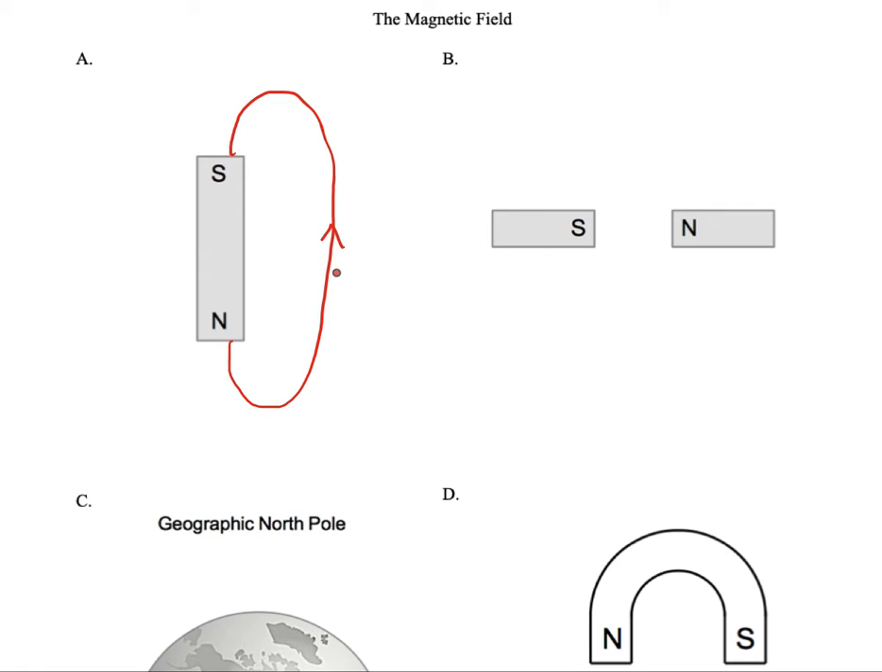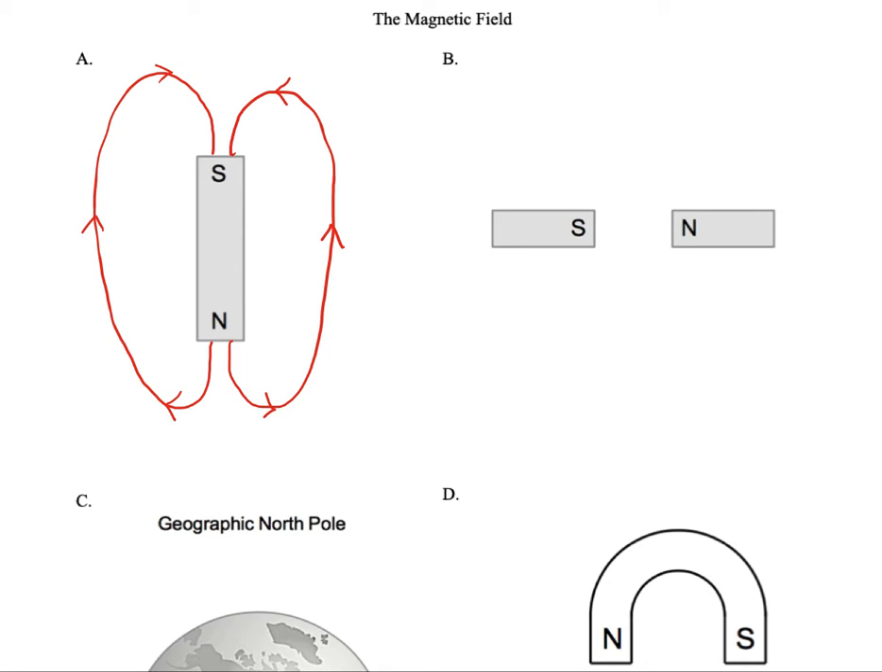And we want to have an arrow showing the direction of the magnetic field. It's always going to be conventionally north to south. I'll make a couple of loops here. And that's great so far.